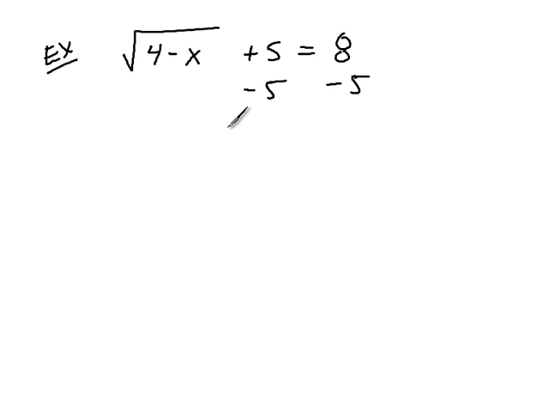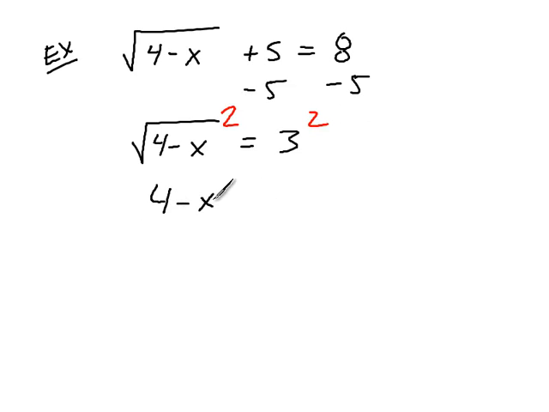Okay, another example. The square root of 4 minus x, plus 5, equals 8. Here the radical is not isolated, so that's what we need to do first. We need to subtract 5 from both sides in order to get the radical by itself. And now we'll undo the square root by squaring both sides. So we have 4 minus x equals 9. And then solve for x.